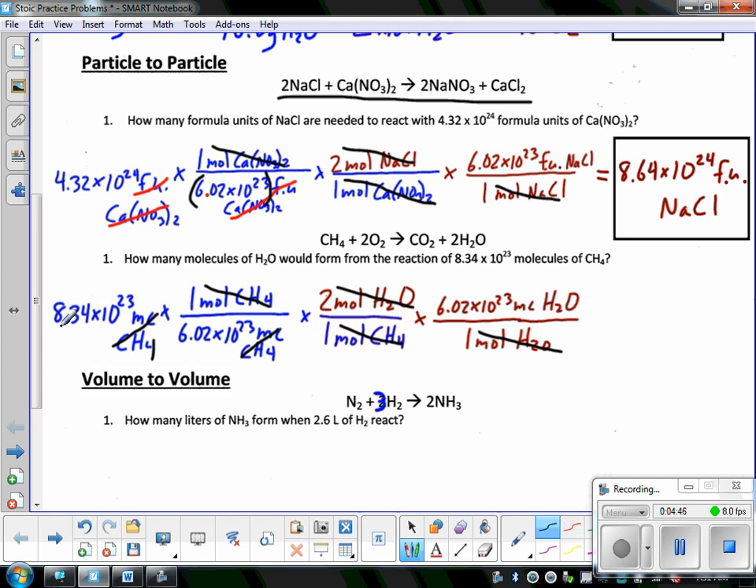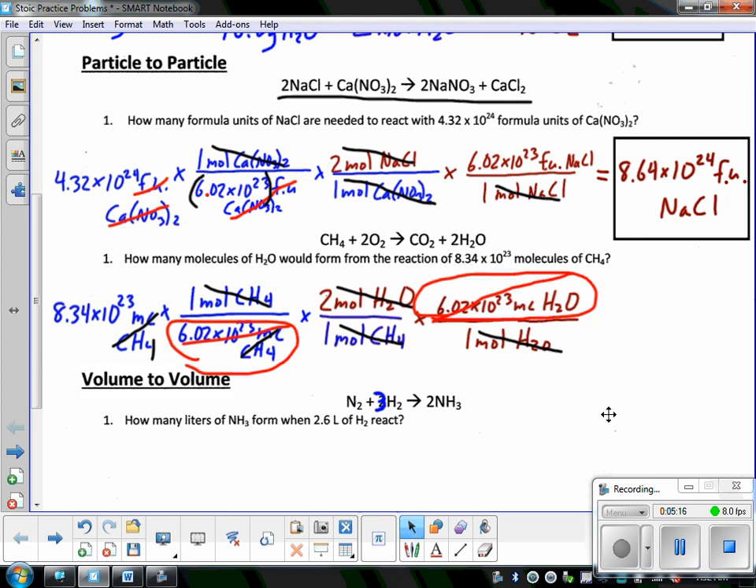Again, you're going to do 8.34 times 10 to the 23rd divided by 6.02 times 10 to the 23rd times 2 times 6.02 times 10 to the 23rd, and that will give you your answer. Some of you will notice that this would cancel out with this, so essentially you could leave that out of your calculator. When you're showing your work, you still have to put it in the problem, even though it cancels out.